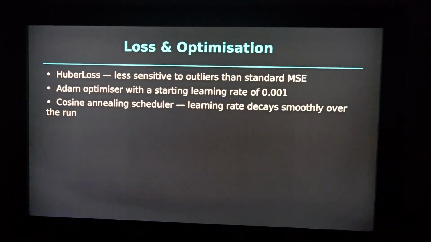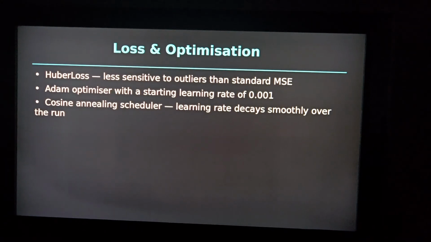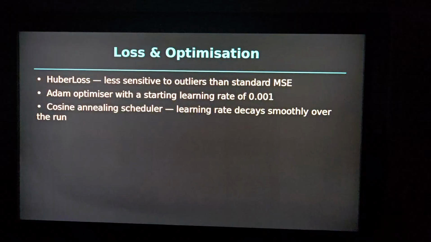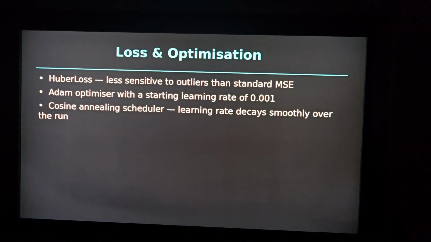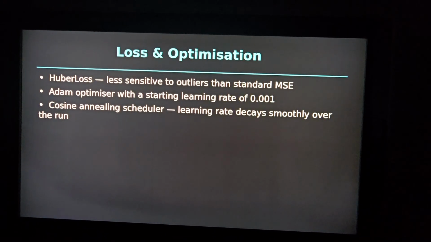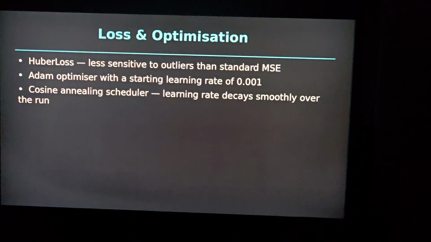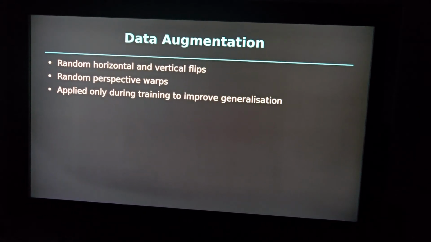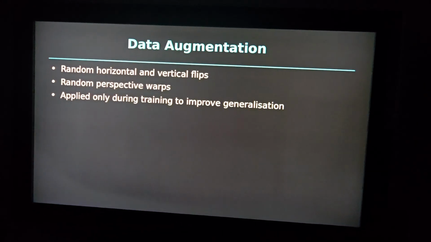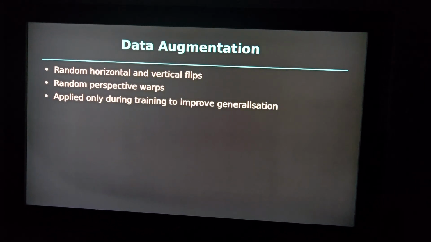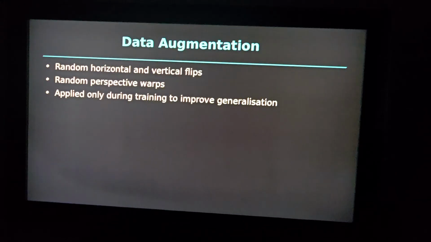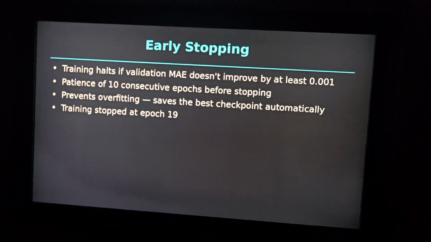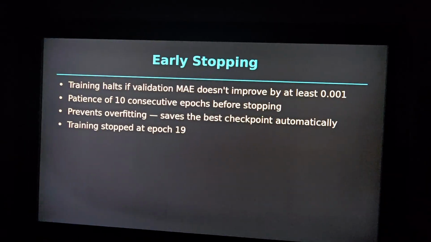So loss and optimization, I used a cosine annealing scheduler, which means that it starts large and then it gets smaller and smaller so that you fine tune your predictions. Data augmentation. So I have 1,000,000 images, but you can create more images just by slightly flipping them, warping them. Early stopping in case it doesn't improve.